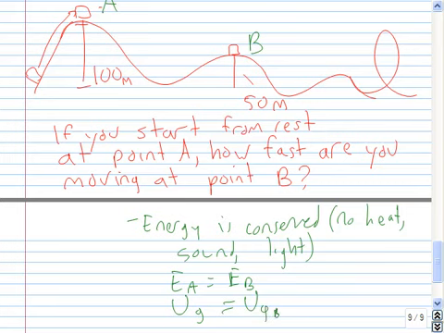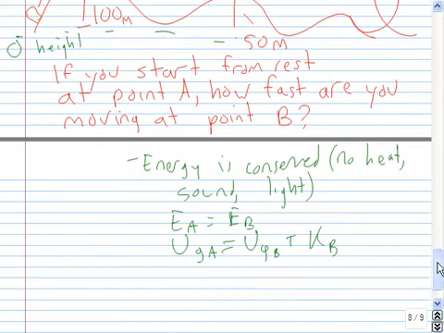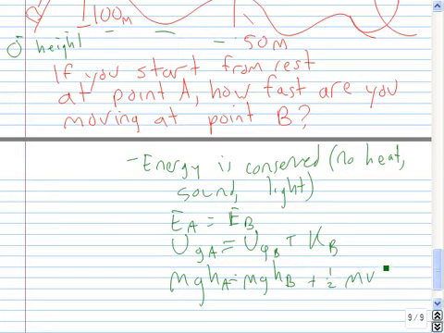UG at point A equals UG at point B plus the kinetic energy at point B. All right. Now I'll just plug in. I guess I'm calling the bottom zero height. So then UGA equals mgh, which is m g hA, equals m g hB, just so I don't call them the same height, plus 1/2 mv squared.